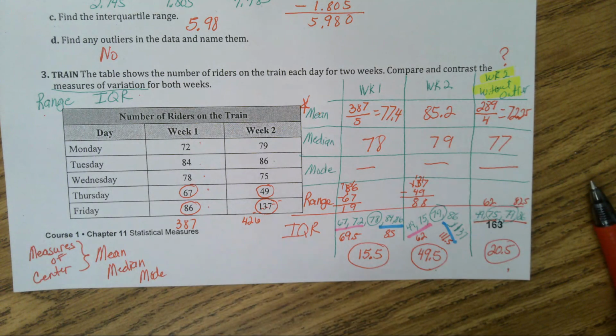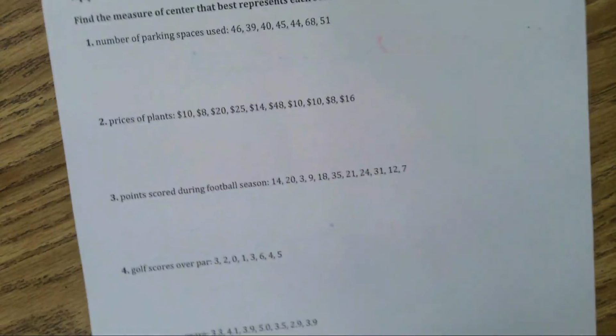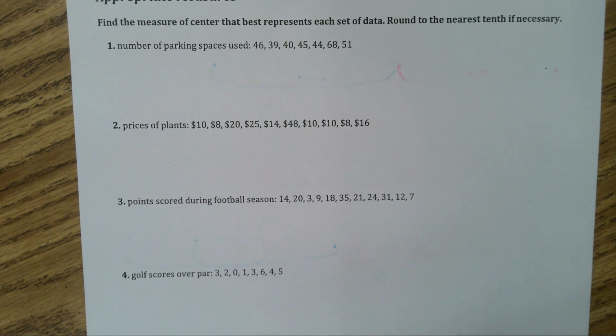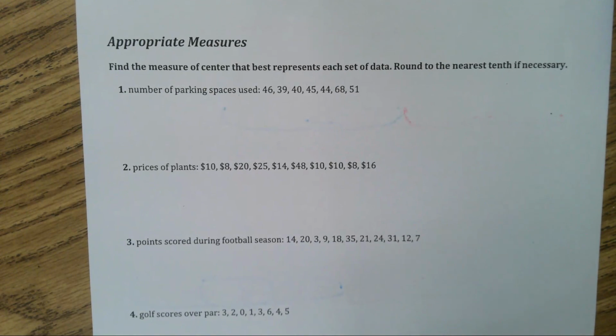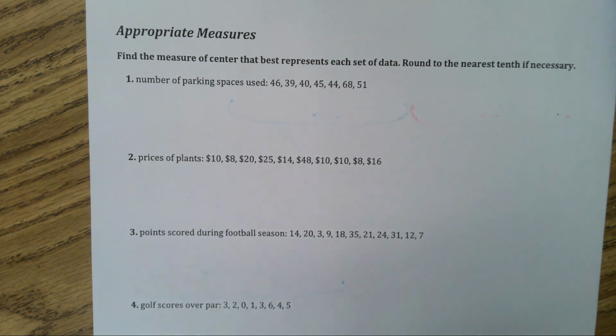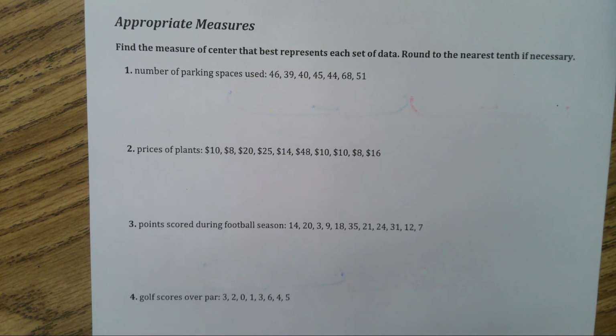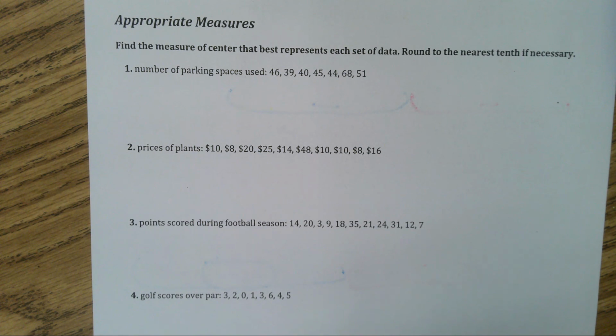Now, sit down. Your assignment for tonight is to do the back paper. Now, are you going to have to do the mean, median, mode, and range? Sit down. No, you don't have to do it for all of them. It says choose the best. If there's an outlier, do the median. If there's not an outlier, do the mean. Any questions? You don't have to do all of it.